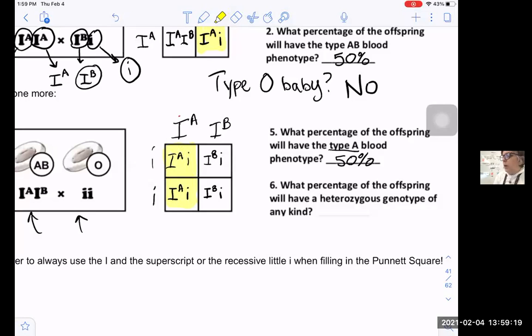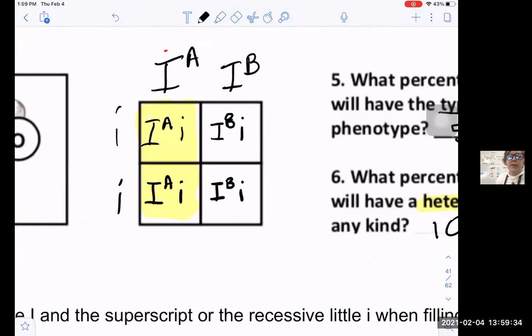And then what percent of the offspring will have a heterozygous genotype of any kind? Yep, 100%. Good. So you're recognizing that all of these babies are heterozygous. Some of them are heterozygous for B blood and some of them are heterozygous for A blood, but they are all heterozygous.